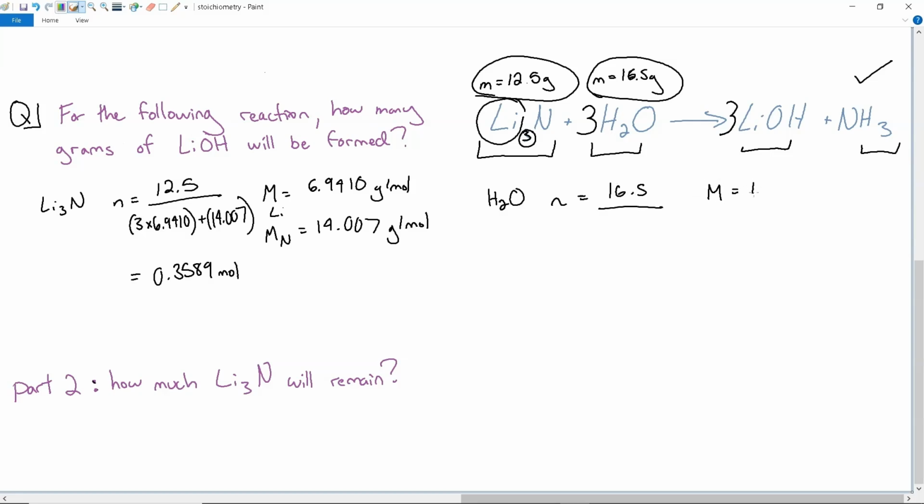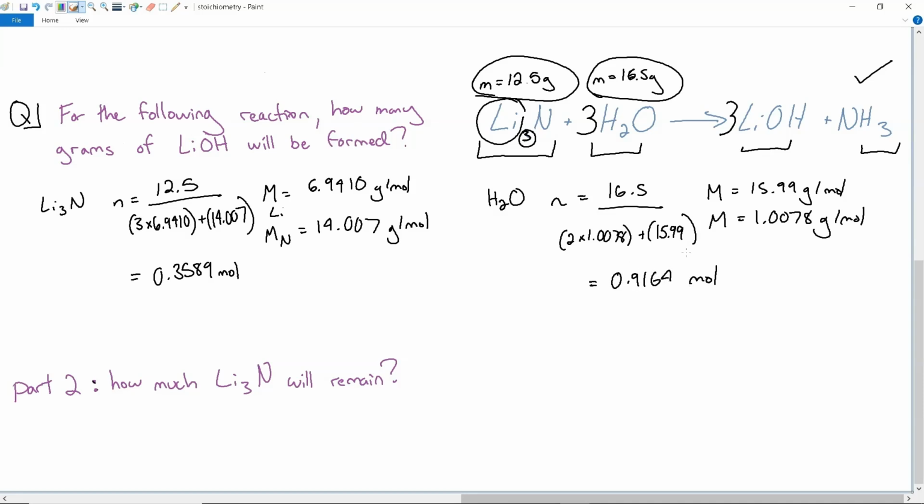Molar mass of oxygen, we already know from our previous example. And the molar mass of hydrogen is very close to just 1. Once again, we need to think about how many atoms of each element we have in a molecule of water. I have 2 atoms of hydrogen, so I'm going to multiply the molar mass of hydrogen by 2, and I'll add that to 15.99 to represent oxygen. Here we get 0.9164 moles. We have everything in moles, but which one of these 2 reactants is our limiting reactant?